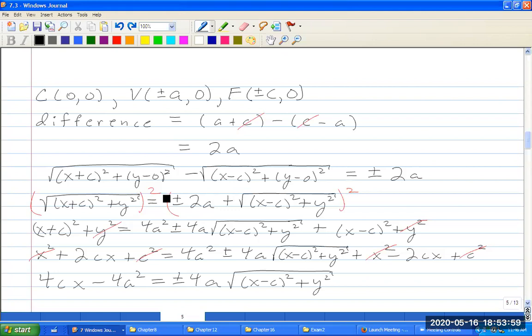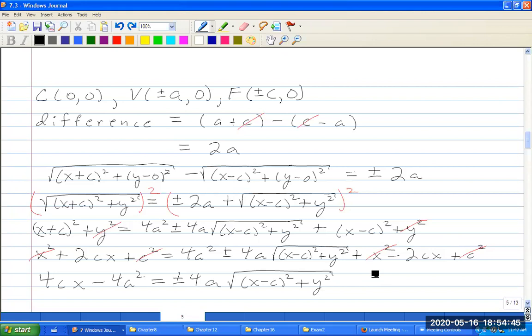the square gets rid of the square root. So it's (x plus c) squared plus y squared equals, use the special product formula, the perfect square trinomial. Plus or minus 2a quantity squared is 4a squared. Plus or minus 2a times the radical times 2 is plus or minus 4a times the radical of (x minus c) squared plus y squared, plus the square gets rid of the square root, so (x minus c) squared plus y squared. The y squares cancel.